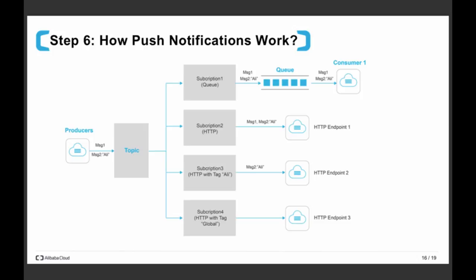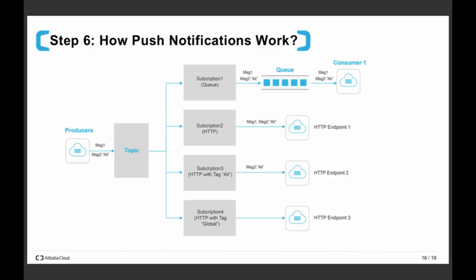And then in subscription 2, they are using an HTTP endpoint where they are listening for all the messages on the topic. So here you can see that message 1 and message 2 with the tag Ali are being delivered to HTTP endpoint 1. And then we have HTTP endpoint 2, where the particular consumer is only listening for the tag Ali, so messages tagged with name Ali. So here we will get message 2 at HTTP endpoint 2.